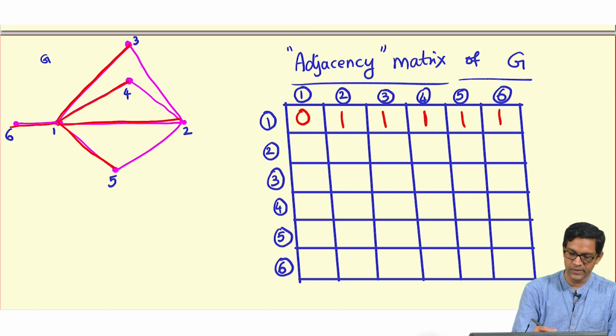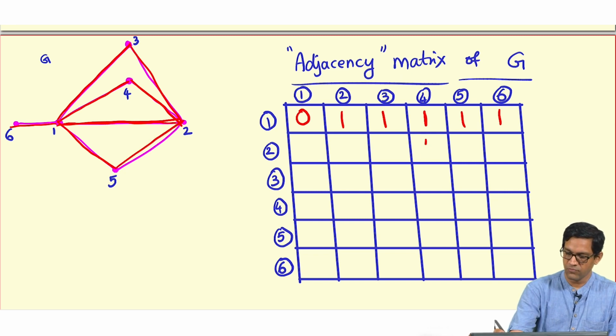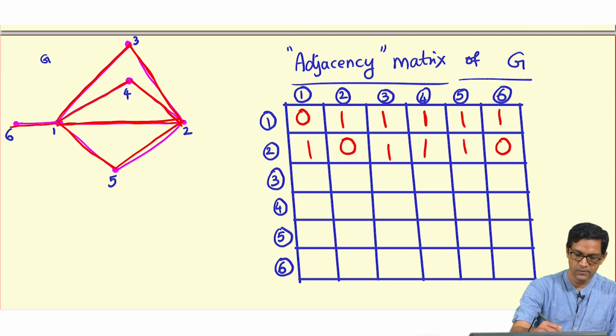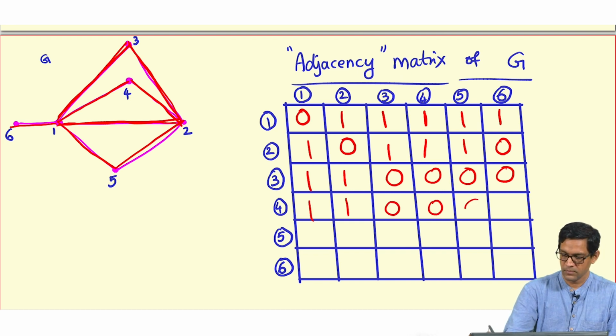Now likewise we look at 2, and 2 is connected to 4, 3, 1 and 5, and to nobody else. So we put zeros there. Let us complete the remaining boxes. 3 is connected to 1 and to 2, to nothing else. 4 is connected to 1 and 2. 5 is also connected to 1 and 2. 6 is connected only to 1 and to none of the others.